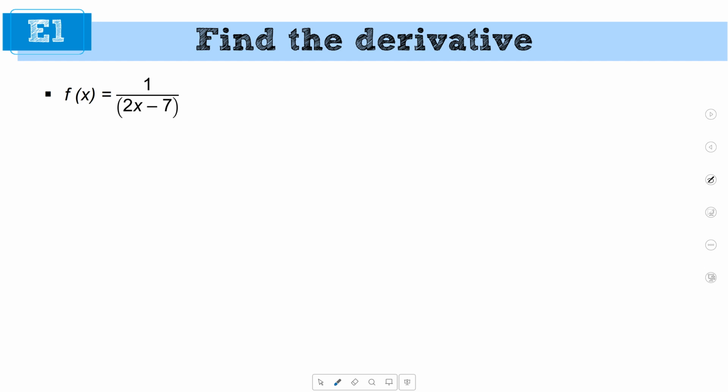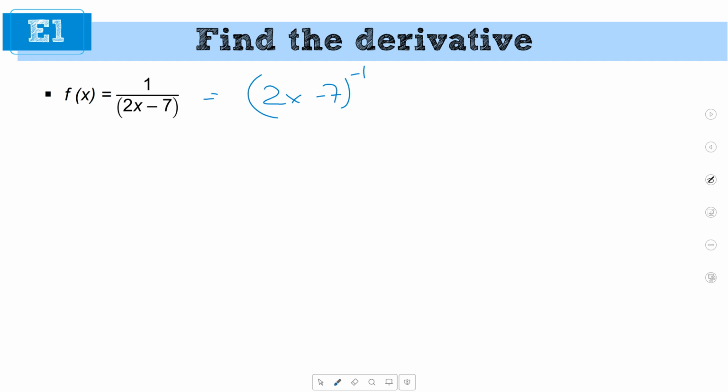Now, why do we care about a problem like this? Well, I can rewrite that equation the following way. So the chain rule will allow me to take that derivative when it's in the form of 2x minus 7 to the negative first power.